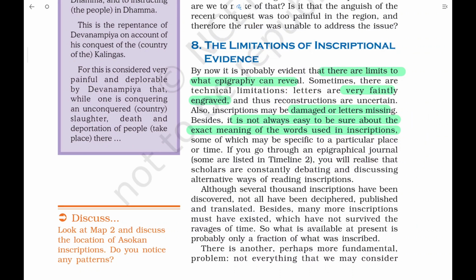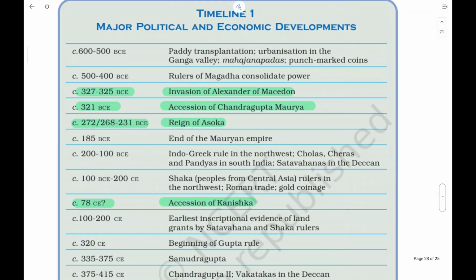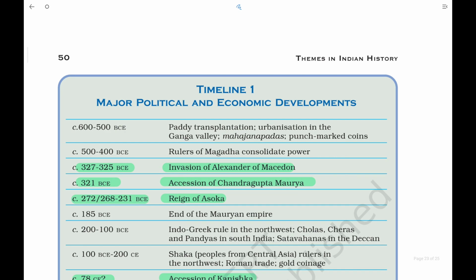Let us study. There are limits to what epigraphy can reveal. Letters are very faintly engraved, damaged, or letters are missing. Besides, it is not easy to be sure about the exact meaning of the words used. So this is all. So this is also not important. So with this we have finished the chapter.